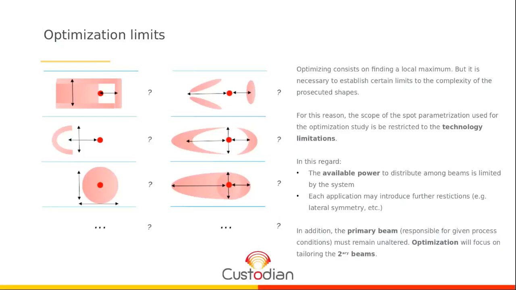An additional restriction we wanted to establish here is, in order not to change the reference condition, we wanted to maintain and not change the primary beam. What we call the primary beam is just the red spot in the middle, which is the beam responsible for generating the reference conditions that are to be optimized.